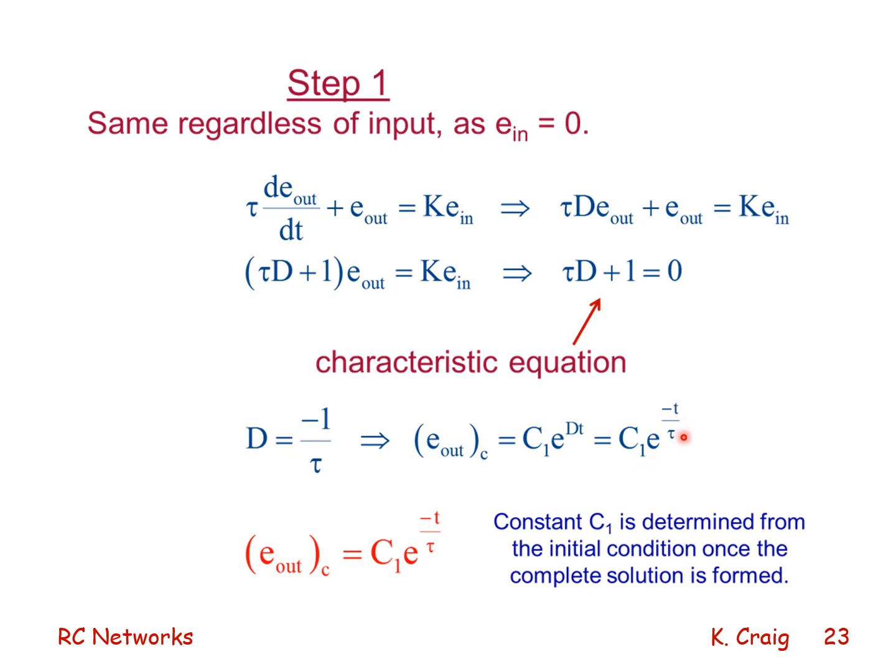C1 e to the minus t over tau, where in this case tau is the time constant, and physically it's the product of resistance times capacitance. But mathematically, it's the time constant. And for different physical systems, it will represent different physical parameters. So we only need to solve this equation once. So E out complementary is C1 e to the minus t over tau. Constant C1 is determined from the initial condition once the complete solution is formed.